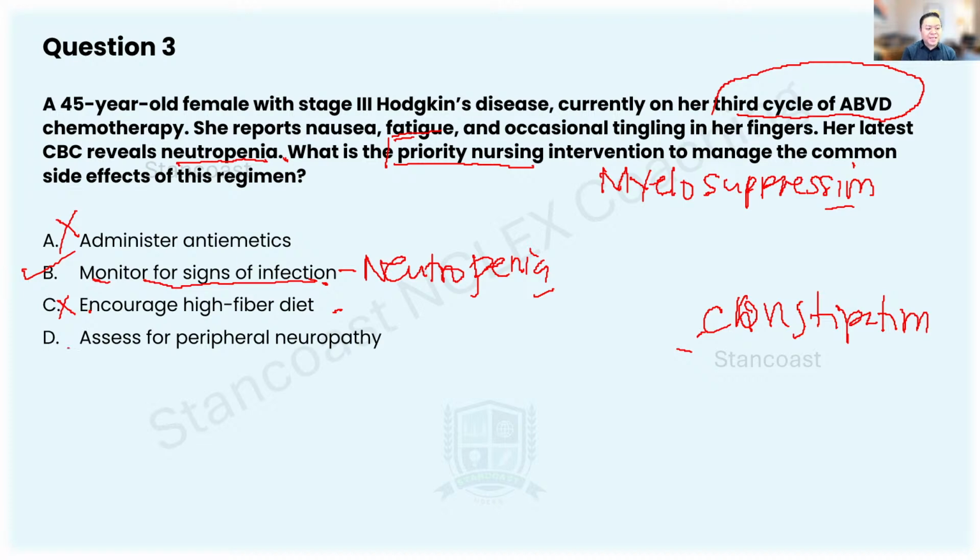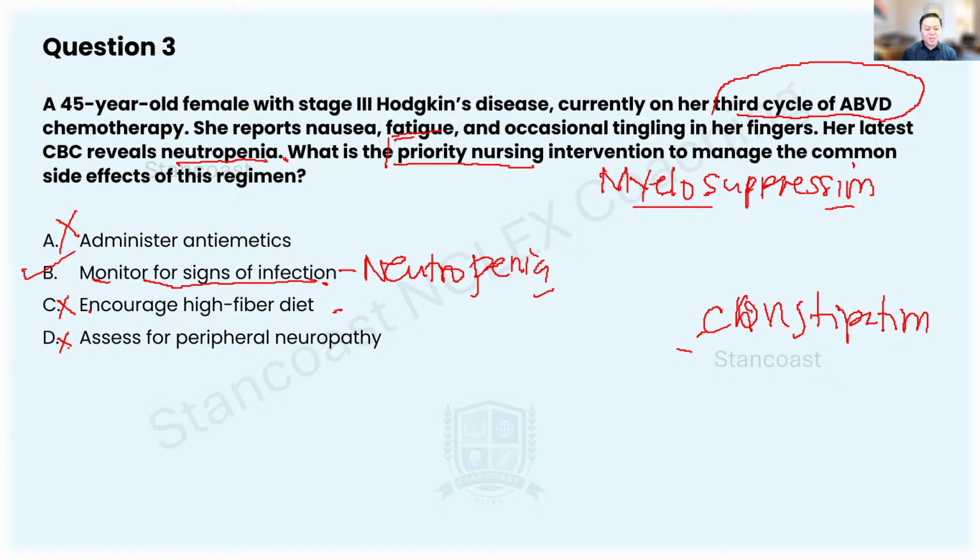Now, letter D, assess for peripheral neuropathy. We know that peripheral neuropathy is another side effect of the chemotherapy, but this is not going to be the most critical intervention that we should be doing this time. We need to take care of the patient's infection first. All right. So this is letter B. Don't forget that, guys. Always think about the myelosuppression. This is huge.